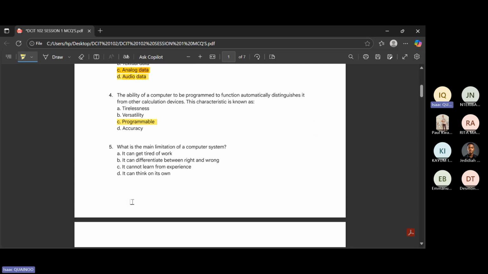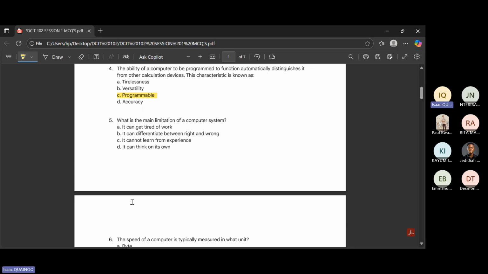Okay, so let's look at 5. What is the main limitation of a computer system? A, it can get tired of work. B, it can differentiate between right and wrong. C, it cannot learn from experience. D, it can think on its own. What is the main limitation here of a computer system? Who would want to answer this for us?